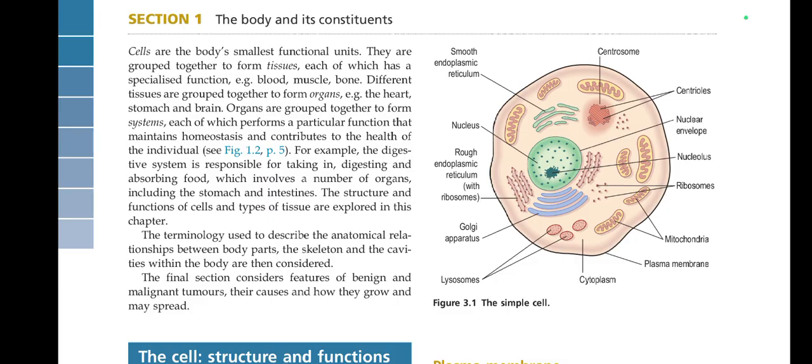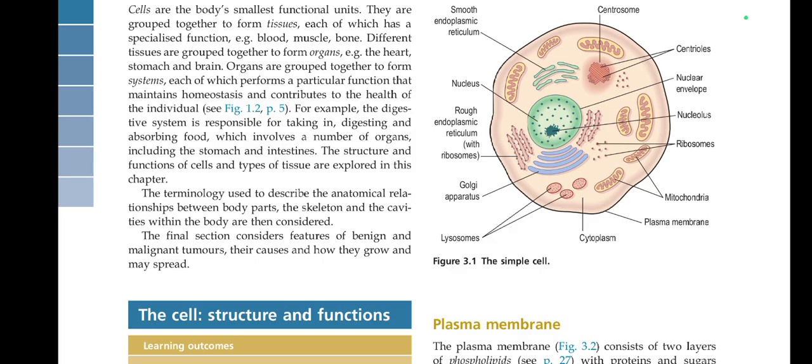For example, the digestive system is responsible for taking in, digesting, and absorbing food, which involves a number of organs, including the stomach and intestine. The structure and functions of the cell and types of tissues are explored in this chapter. The terminology used to describe the anatomical relationship between body parts, the skeleton, and the cavities within the body are then considered. The final section considers features of benign and malignant tumors, their causes, and how they grow and may spread.